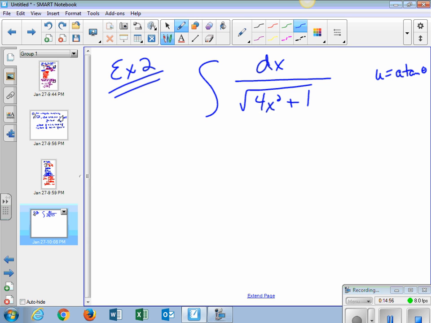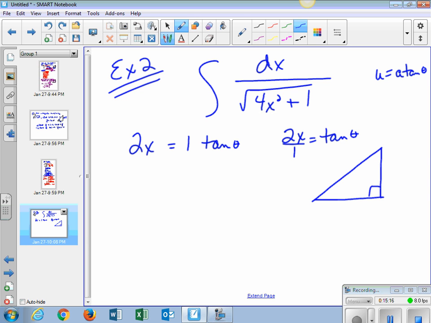So I'm looking at what is my u in this case. U is going to be my 2x. That's equal to my a, which is in this case 1, tangent of theta. So again, I'm thinking of this as 2x over 1 equal to tangent of theta, and I'm going to draw my little right triangle.